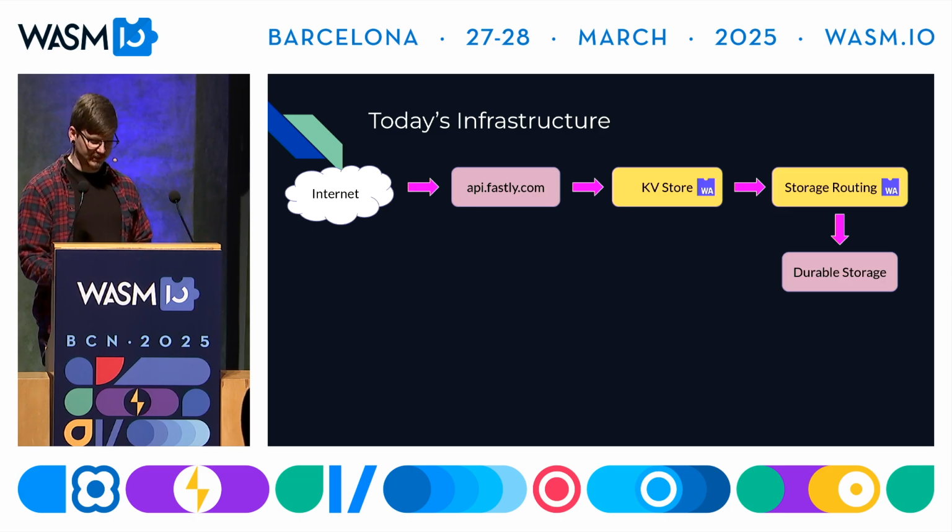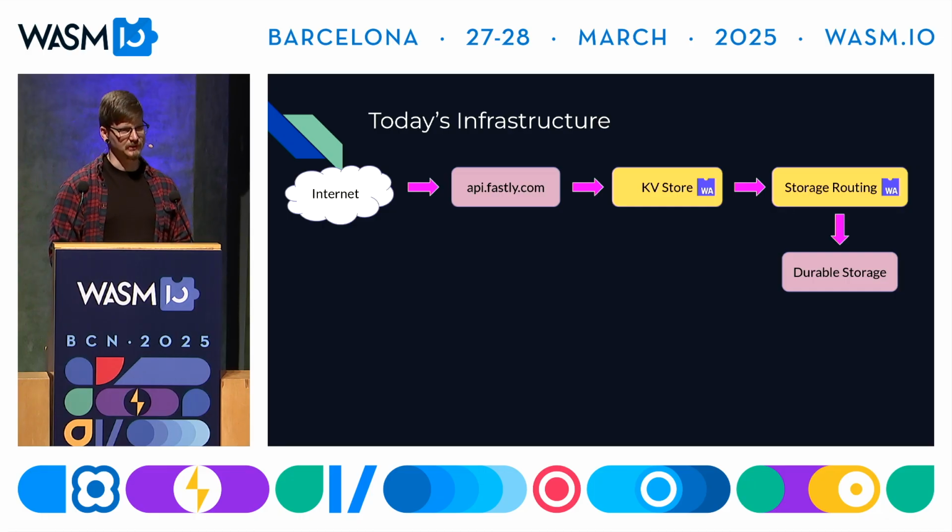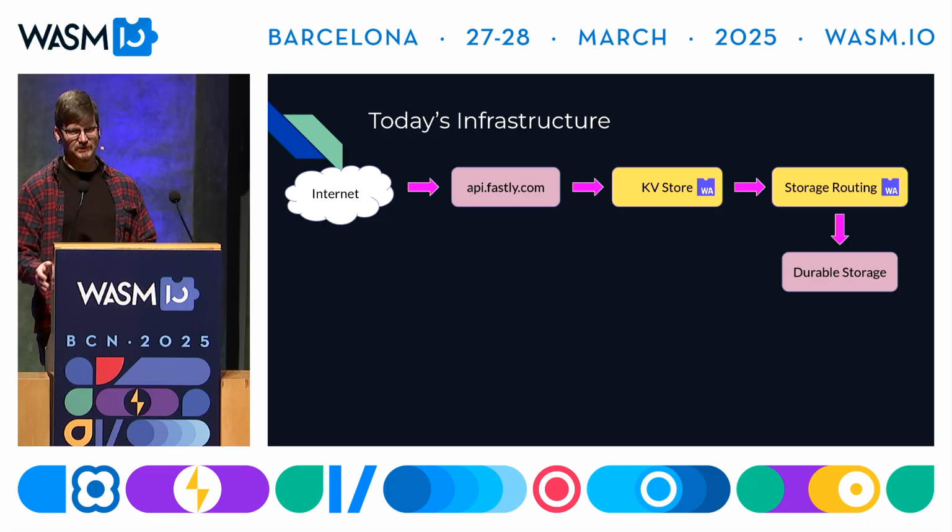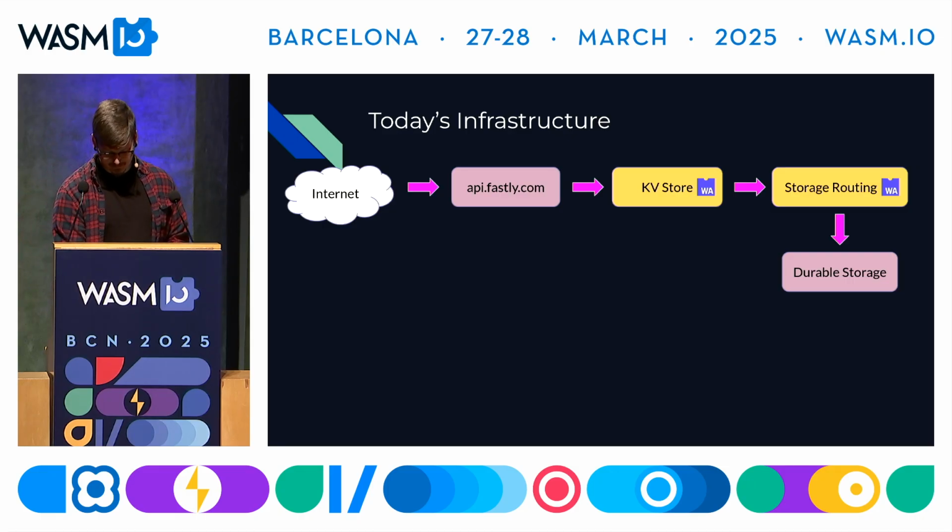If your data isn't cached or you're performing something that needs to touch the durable storage, like an update of a value or deleting that value, it gets sent to our storage routing system, which is another compute app, and finally to our durable storage.